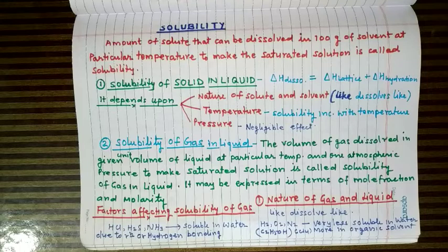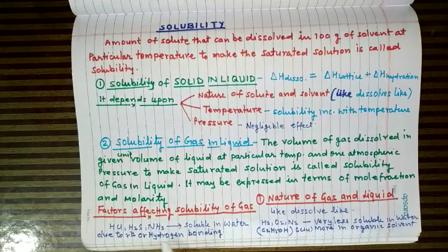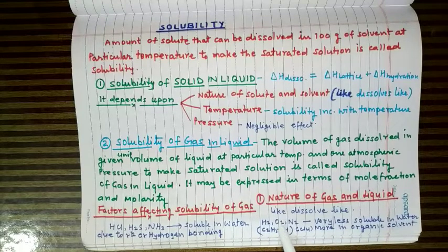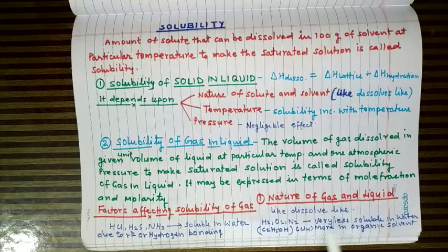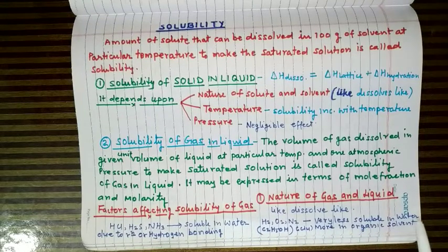There is a common observation that gases such as hydrogen chloride, H2S and ammonia are soluble in water, either because they react with water or due to hydrogen bonding. Similarly, hydrogen, oxygen and nitrogen are very less soluble in water because they are covalent, non-polar, and water is polar, so they are not alike. But they are soluble in CCl4 or organic solvent. They are more soluble in alcohol as compared to water, where they are very less soluble or not soluble.